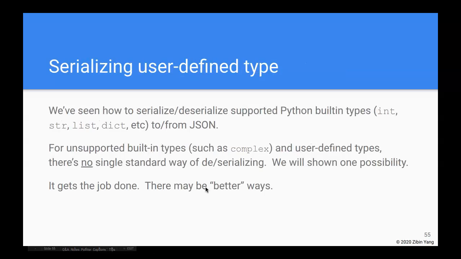So far we've been using Python's built-in JSON library to serialize or deserialize built-in types such as int, string, list, dictionary, to or from JSON. So these types, the JSON library knows how to do natively. However, there are some other built-in types that it doesn't know how to handle, such as complex, and it definitely doesn't know what to do with user-defined types.